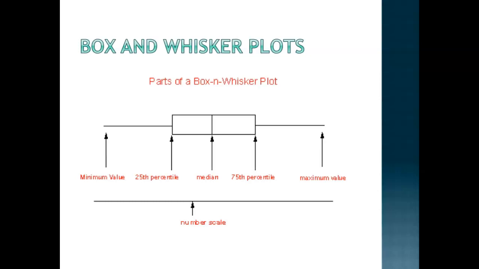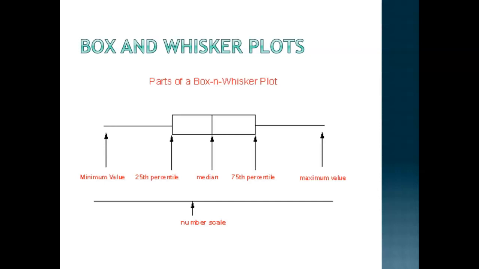So you can see here that at the ends of the box, that shows you the 25th percentile and the 75th percentile. And then in the middle of the box, there's going to be a line. That's going to represent the median. And then typically a box and whisker plot is drawn above a number line, and that's going to tell you where all those different values actually fall on the number line.